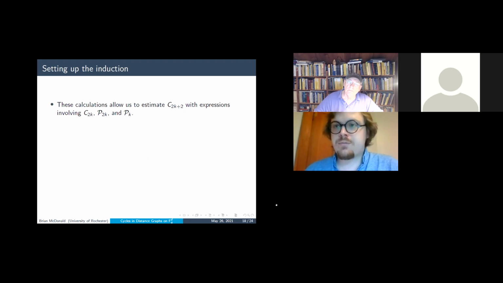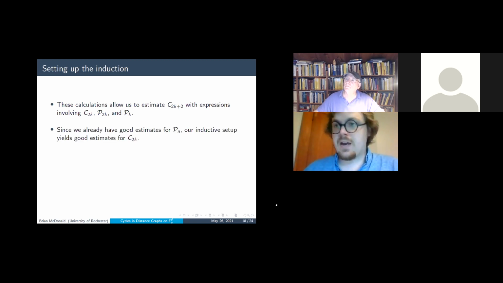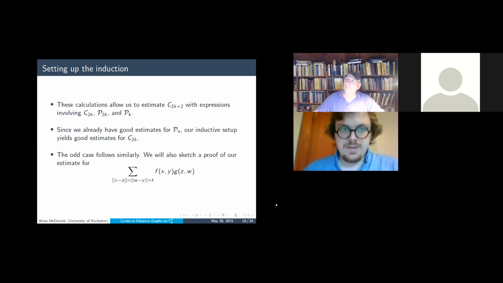So this is really what allows us to set up the induction: the numbers of paths we already understand well from the previous result and from adapting that method to the dot product case. Because we understand those well, this allows us to set up an induction, at least for the even length cycles. The odd length cycles, it's basically the same thing.